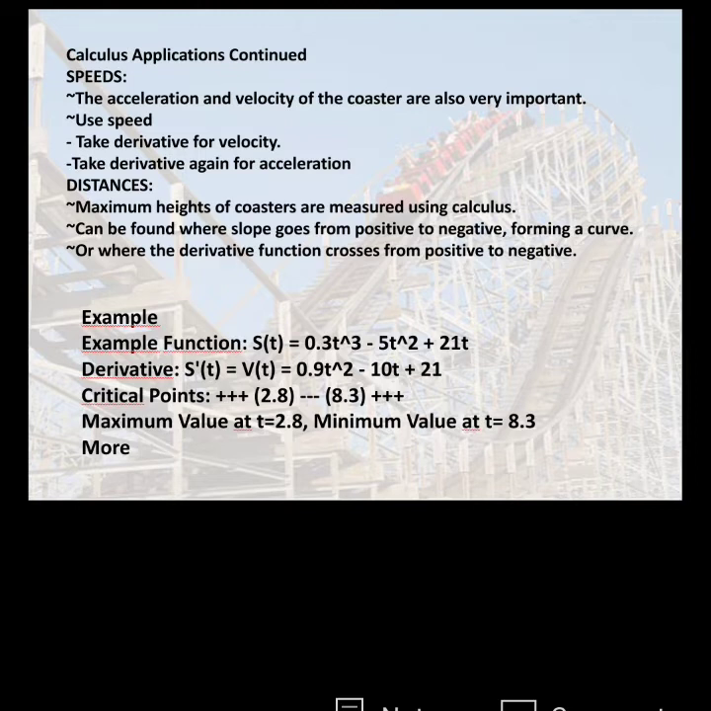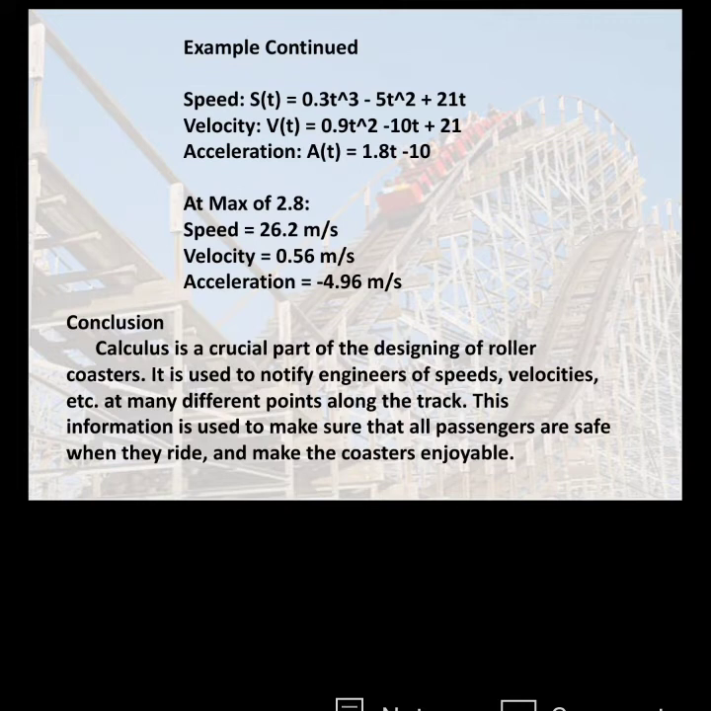Derivative, critical points: maximum value at t equal to 2.8, minimum value at t equal to 8.3. Example continued. Speed, velocity, acceleration at the maximum of t equal to 2.8: speed 22.2 meters per second, velocity 0.56 meters per second, acceleration minus 4.96 meters per second squared.